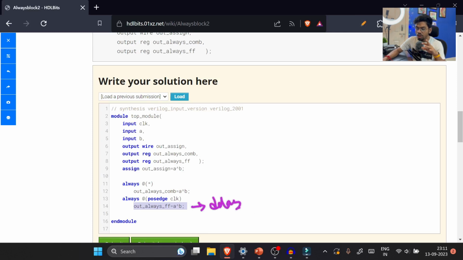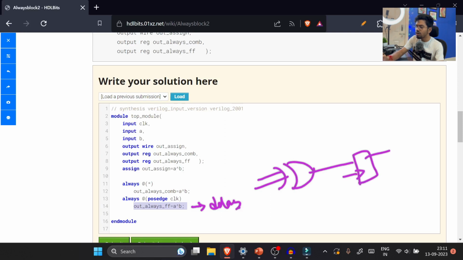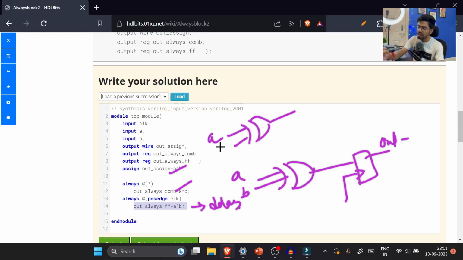So here we are not synthesizing XOR only, we are synthesizing XOR, and then the output of the XOR gate will go inside a flip-flop. It will be controlled by a clock, and then the output, right? And here your A and B. But for the other two instances, this and this will just build an XOR gate here.